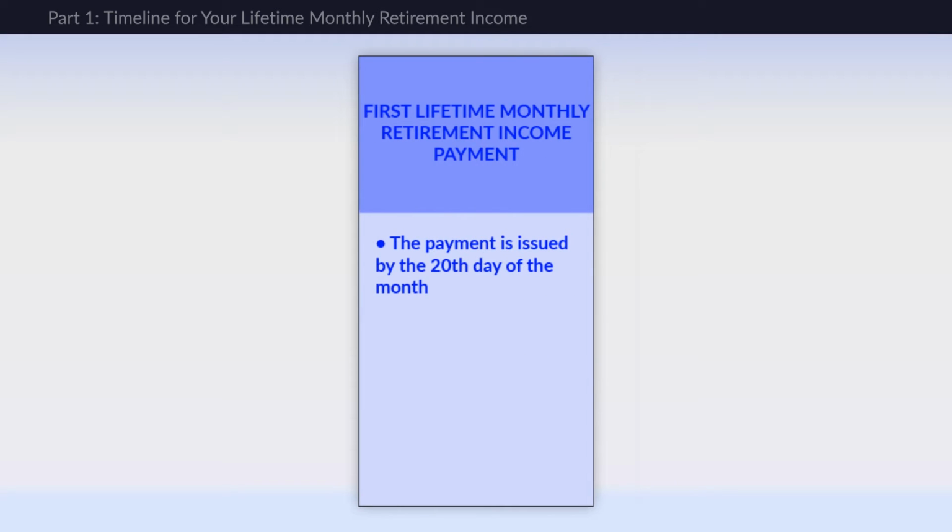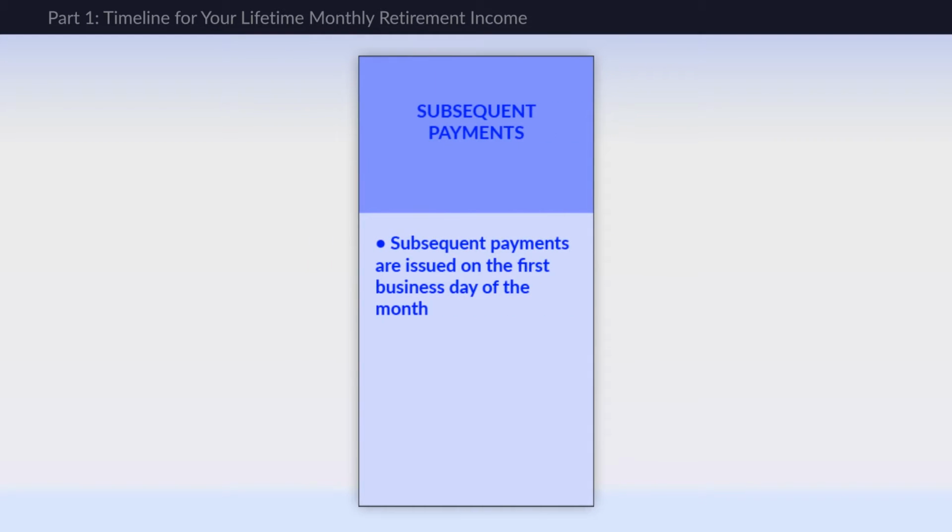Once your documentation is in order, you can expect your first lifetime retirement income payment to be issued on the 20th day of the month. Subsequent payments will be made on the first business day of the month.